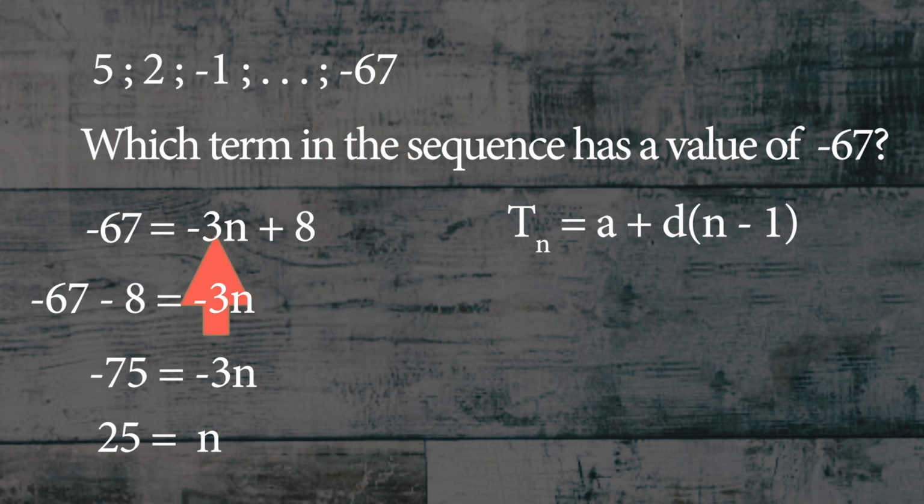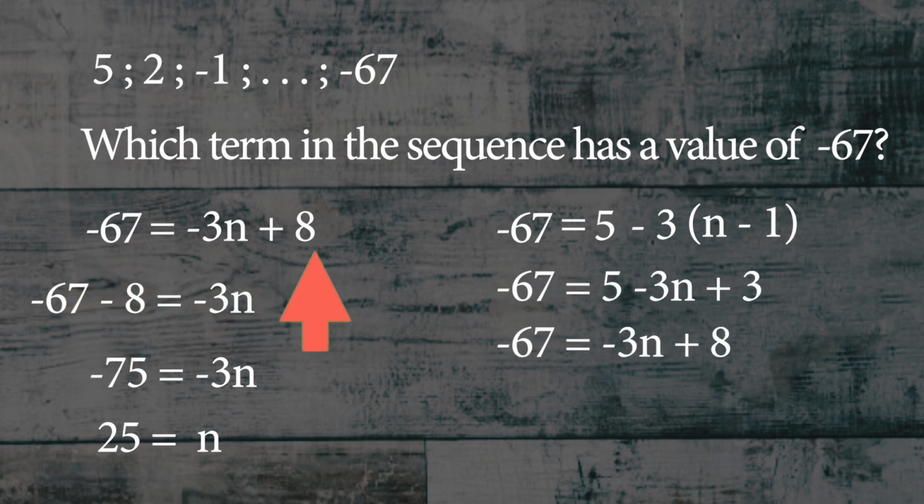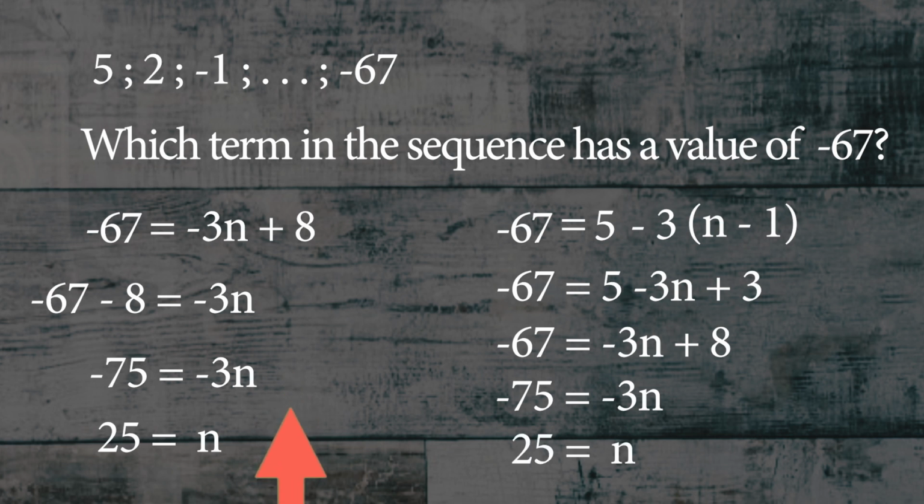Now, what if we don't have the general formula? Then we can simply make use of this formula. We do the substitution of A and D and also of Tn, because we are given the term, which is minus 67. Once we do this calculation on the right side, we'll end up with the same as the general formula, and it's the same principle or the same concept to follow until we get the answer of n, which is equal to 25.